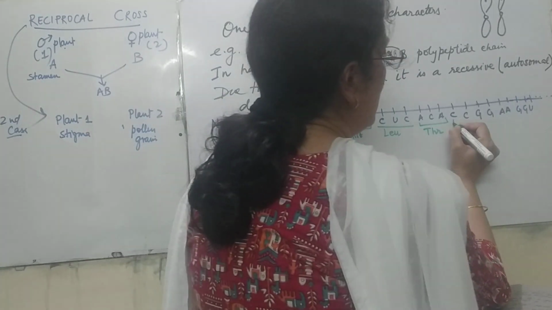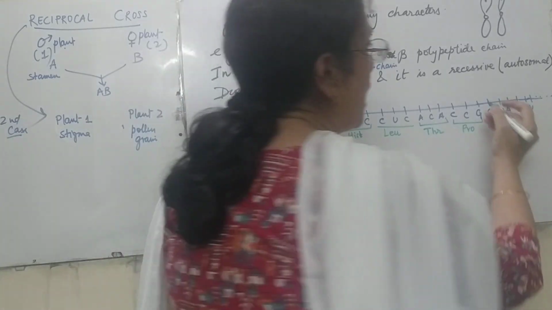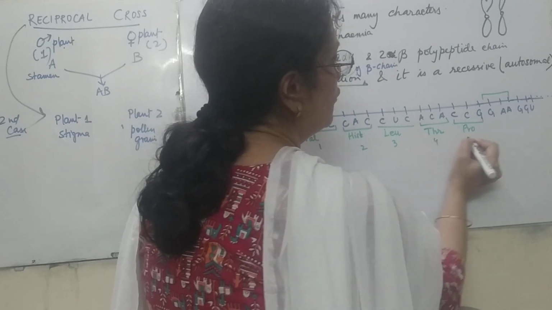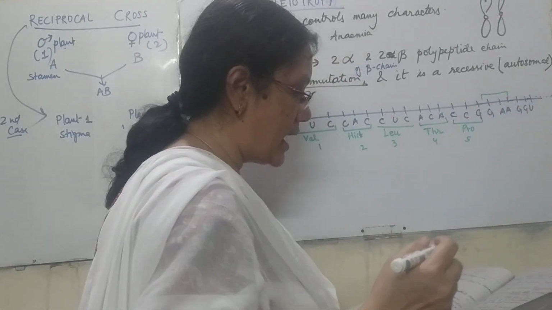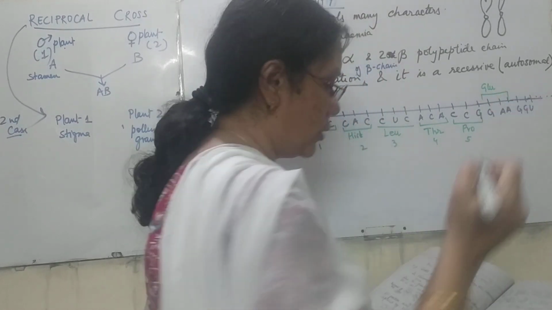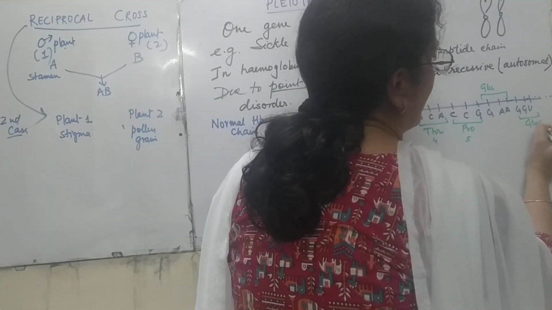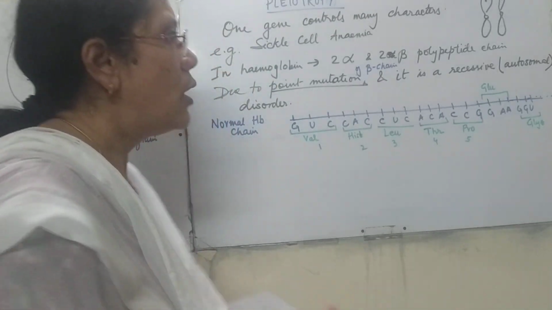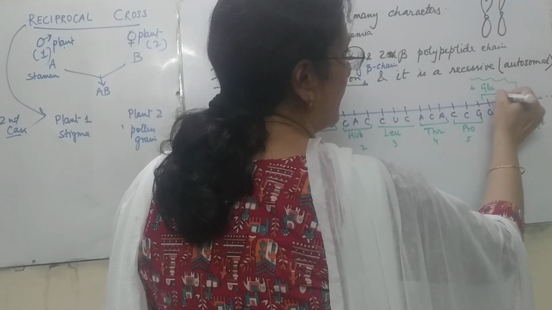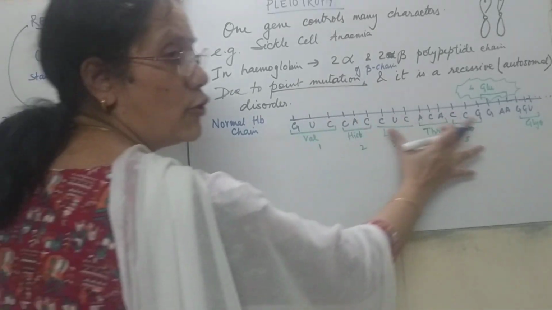Then comes proline. This is the next code for the amino acid proline. Now this is the most important part. So this was the first, second, third, fourth, fifth, and the 6th one is glutamic acid. This stands for glutamic acid, and this stands for glycine, GLY. Now what we are concerned with is this 6th one. This is the most important thing. The change is happening here. This is in the case of normal.